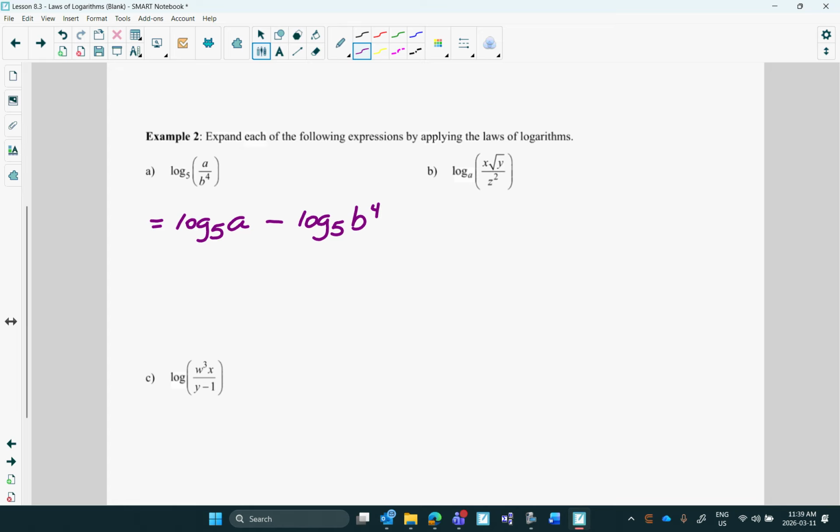So I've expanded it out, but can I go even further? Yes, remember when we were doing previous examples, the exponents and the arguments were in front. I have to put any exponents in front. So I get log base 5 of A minus 4 log base 5 of B.